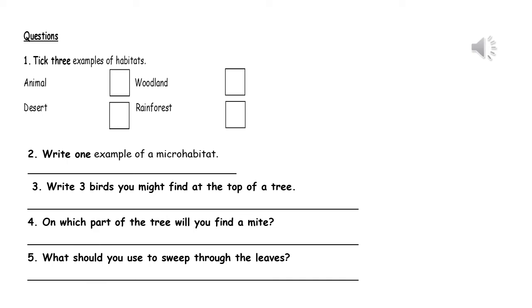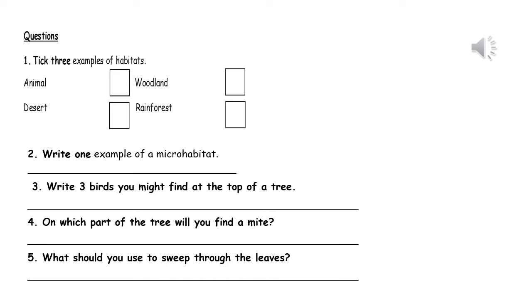Now, the next question, you have to write an example of a microhabitat. Write one example of a microhabitat. I want the answers in a complete sentence. Question number 3, write 3 birds you might find at the top of a tree. Go through the story, you will find out the names.